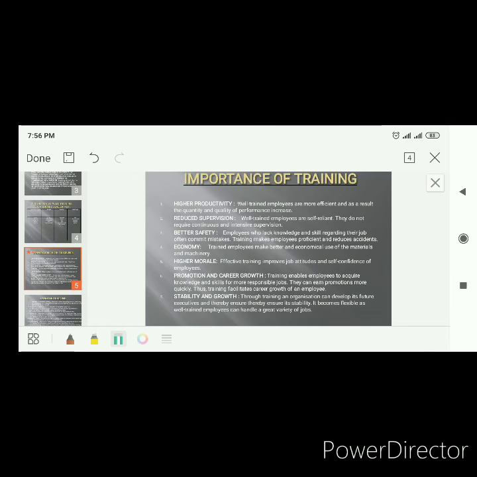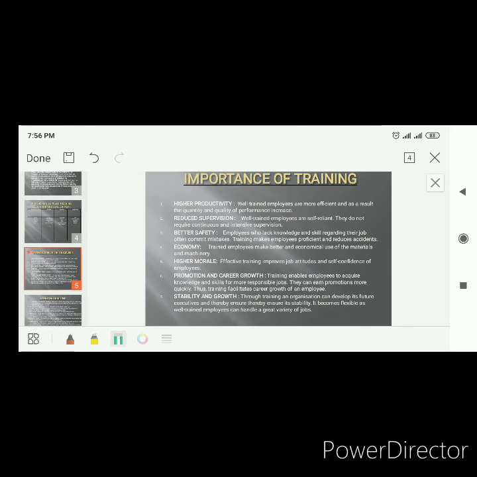Point number 6, you write down new skills. Training develops new knowledge and skill among employees. You know what? New knowledge and skill is developed among employees. The new skills are a valuable asset of an employee and remain permanently with him.